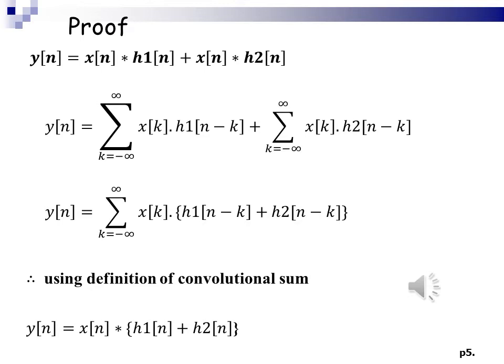Now this itself is a definition of convolution. The first sequence is as it is, the second sequence is folded and shifted. So it's a definition of convolution. So using the definition of convolution, I can say that the first sequence x is convolved with this bracket term. So what is there in the bracket term? h1 and h2 addition. Therefore y of n can be written as x of n convolved with h1 of n plus h2 of n. So this is the simple proof of distributive property of convolution sum.